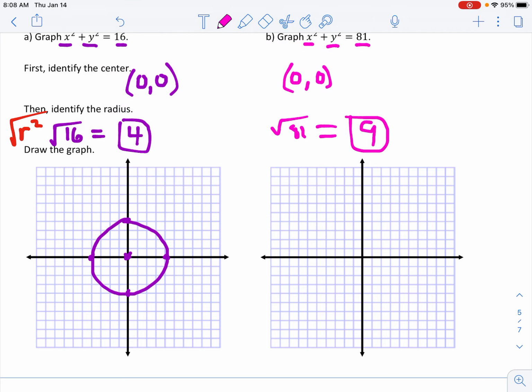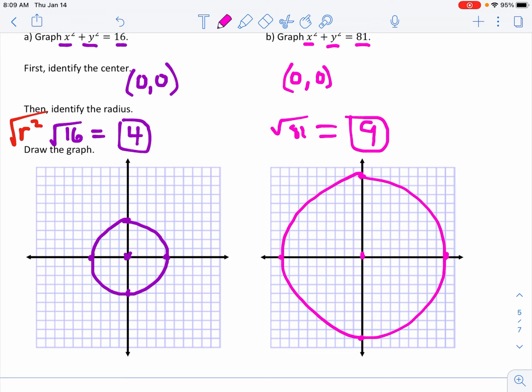For our second circle, our center was at 0, 0, so we'll go ahead and do that. We're going to count 9 up: 1, 2, 3, 4, 5, 6, 7, 8, 9. I'm going to go back to the center and count 9 to the right. I'm going to go back to the center and count 9 down. I'm going to go back to the center and count 9 to the left. So my radius was 9 for each part. And then I'm going to draw a big circle through those points.